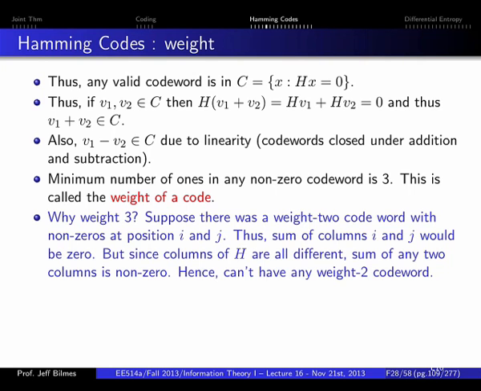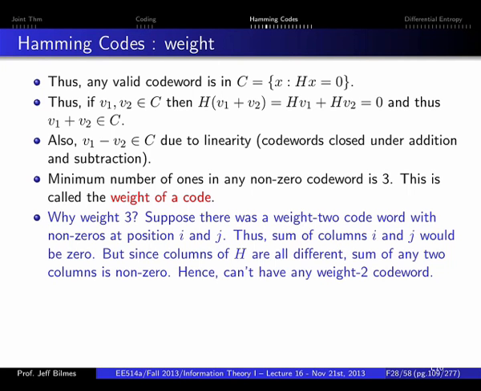So that code word must lie in the null space of H, right? So that H times that code word is equal to 0, right? Now, 0 times anything is going to be equal to 0. So when you take that code word, which has only two ones in it, times H, what we're essentially doing is summing up the two corresponding row vectors in H, right?